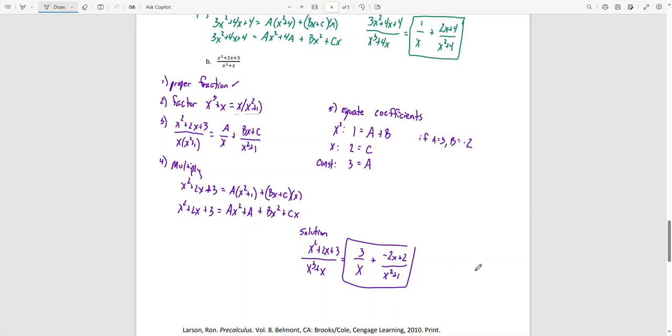I know I'm cruising through these now, but remember, it's the same process every time. Is it a proper fraction? No, divide. Yes, move on. Factor that denominator so you can write your form. Once you have the form written, you multiply to clear out your denominator. Now you can equate coefficients, solve any systems that come up, and replace your a, b, c, and so on.